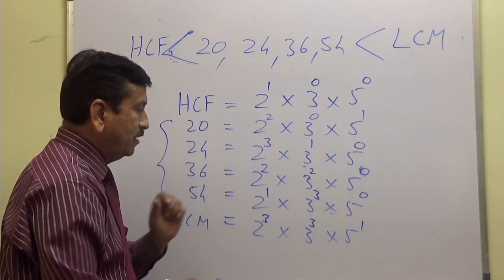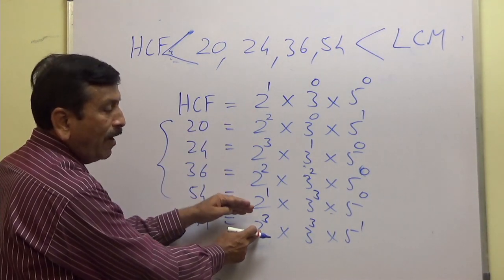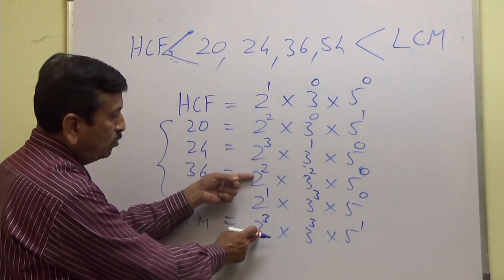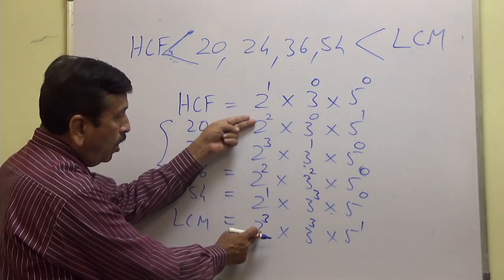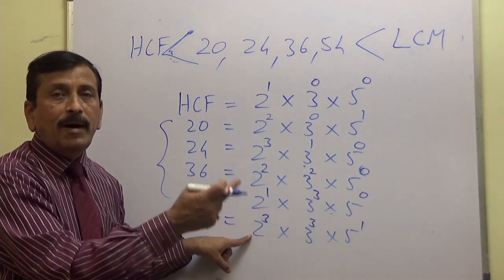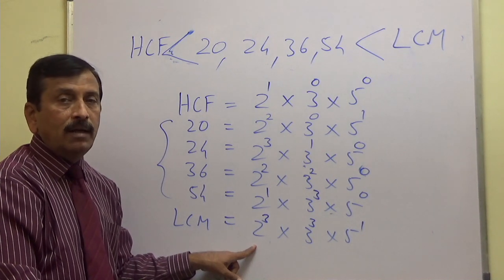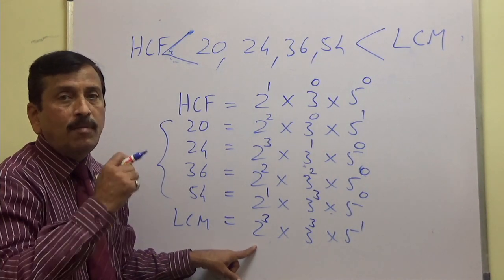Let's see what the analysis. Now, 2 to the power 3 is a multiple of all the factors of 2. 2 raised to 1, 2 raised to 2, 2 raised to 3, 2 raised to 2. All these factors can divide 2 to the power 3. So 2 to the power 3 is multiple of all. So can I say that it is common multiple? Then how it is called as least common?